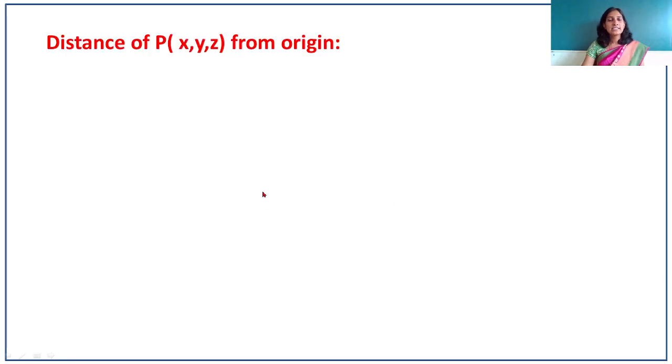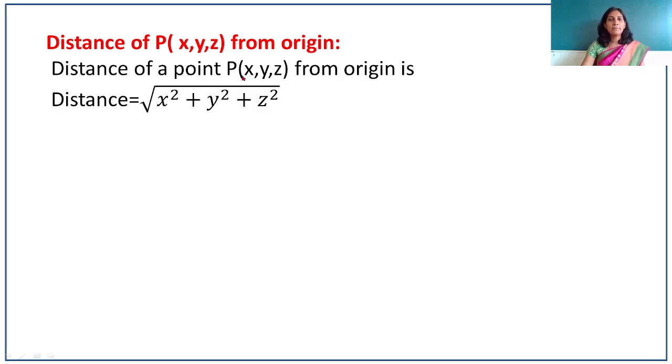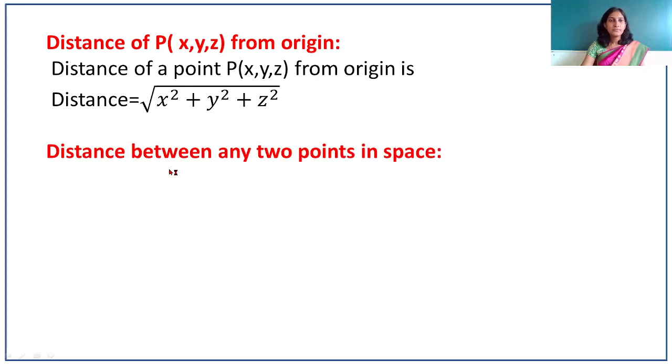Then the distance of a point P(x, y, z) from the origin is equal to root of x square plus y square plus z square. Remember this formula, the distance of a point from the origin: just take the square of these coordinates, add them and find the square root.